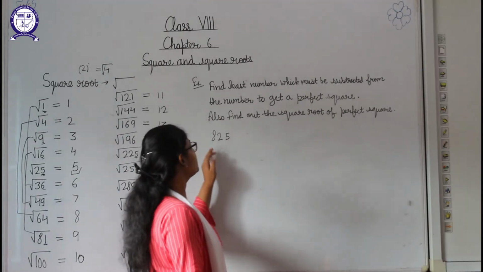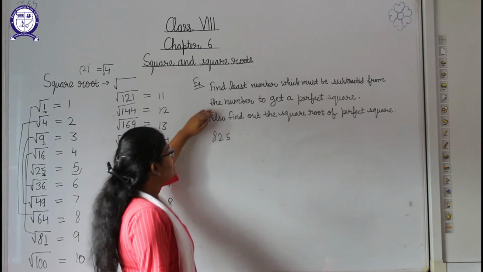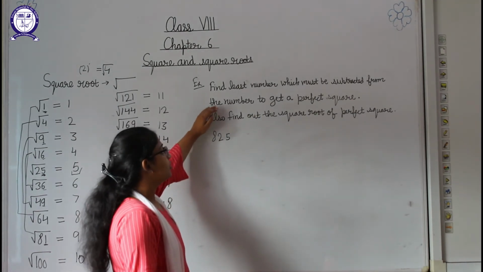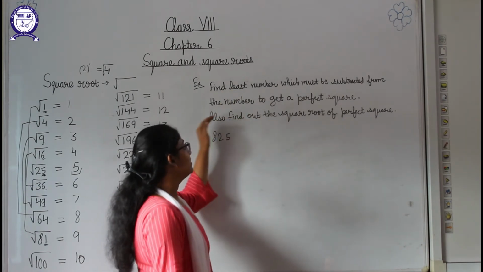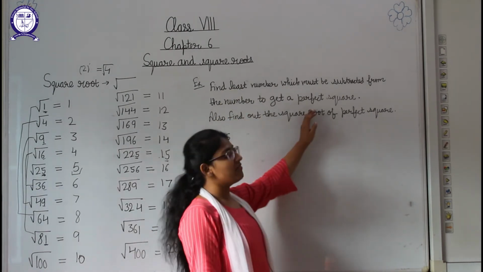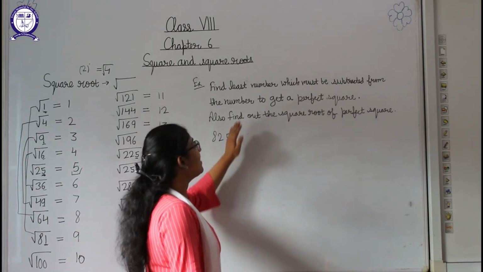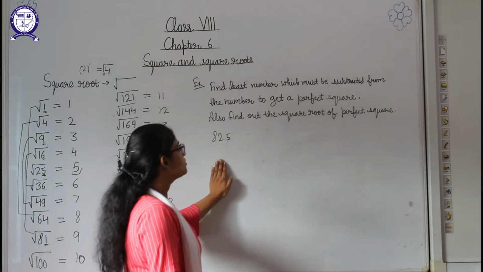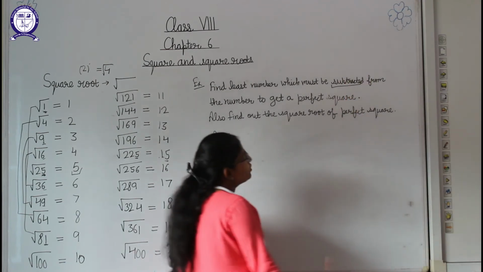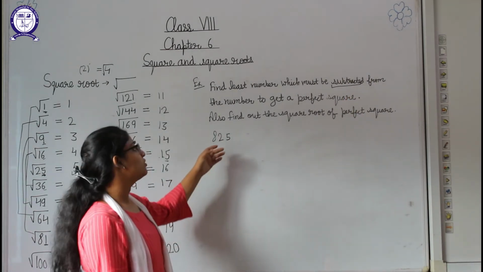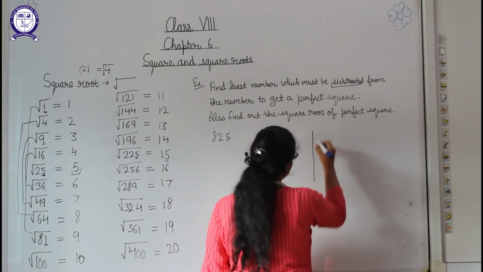Now students, the question given to us is to find the least number which must be subtracted to get a perfect square. Least number means the smallest number which we will subtract from this given number so that we can get the perfect square. So here 825 is given to us. We have to find the least number which should be subtracted. So students, whenever addition or subtraction is given to us to get the perfect square, we will use the division method here.